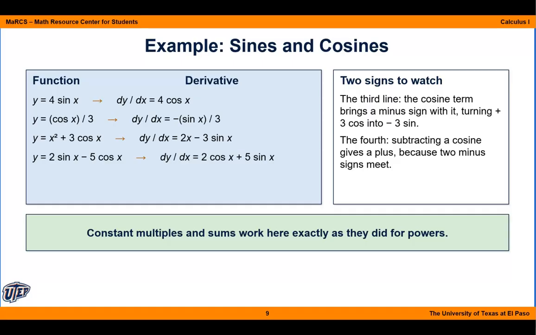For y equals 2 sine x minus 5 cosine x, the derivative is dy dx is equal to 2 cosine x plus 5 sine x. Subtracting cosine creates a positive sine term because the derivative of cosine already contains a negative sign. The functions have changed, but constants and sums are handled exactly the way they were with powers.